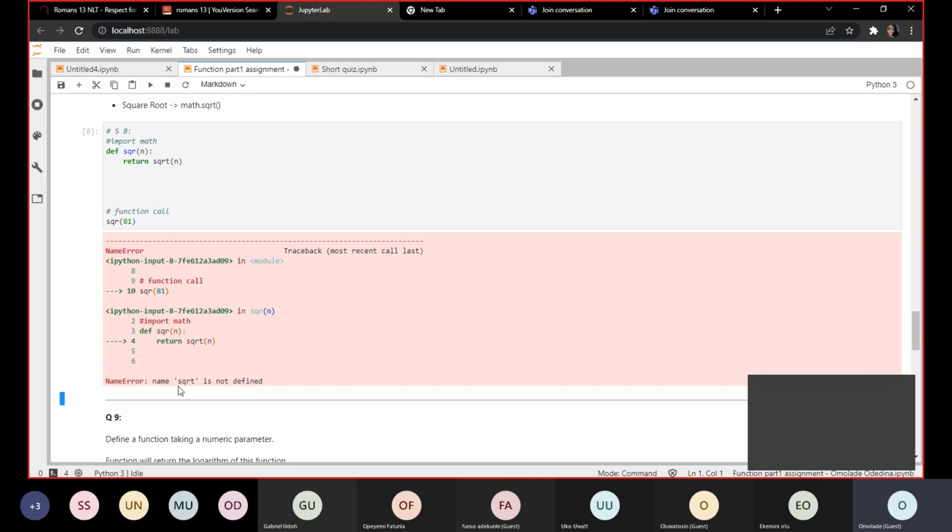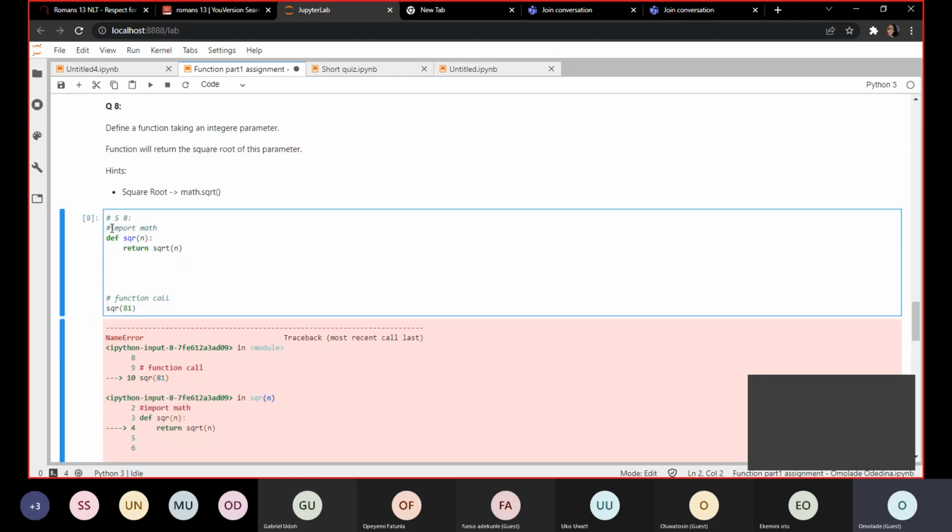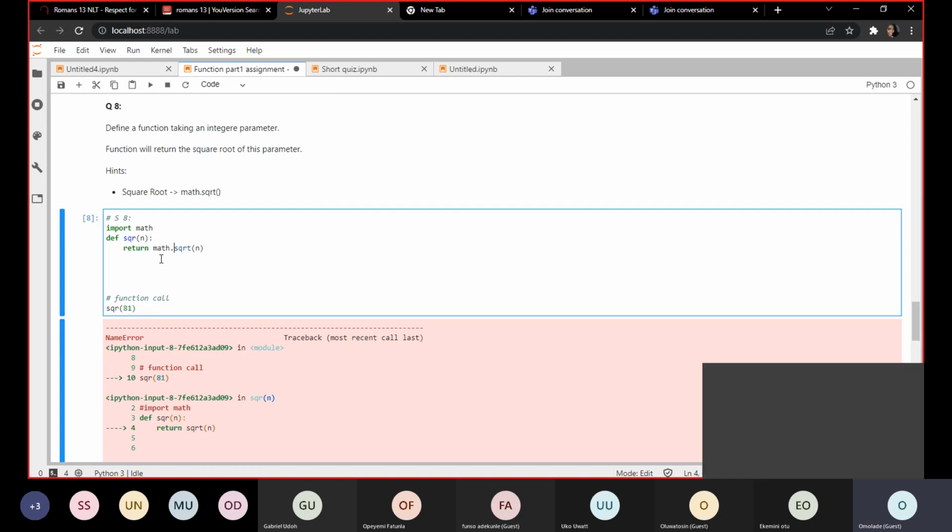Straight up, can you see, name square root is not defined? No time, you get an error. Do you understand? So we have to import a module called the math module. Under that math module is where we can find the square root function. And so you do math dot square root. So see now, import math, square root of n.